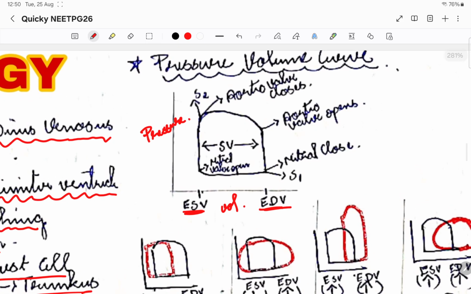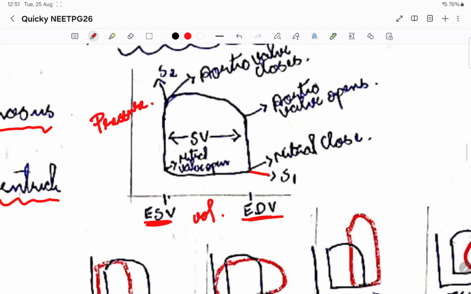After end diastolic volume, the mitral valve closes, that is S1, okay? Mitral valve closes, then the pressure increases and the aortic valve opens. So at this point the aortic valve opens, then the blood is pushed out. When the blood is getting pushed, the volume decreases. Then suddenly the aortic valve closes. That is where we get S2, right? The first sound was lub, that is the mitral valve closing, whereas the second sound was dub, that is S2, where the aortic valve closed. After the aortic valve closes, suddenly the pressure drops from the ventricle.